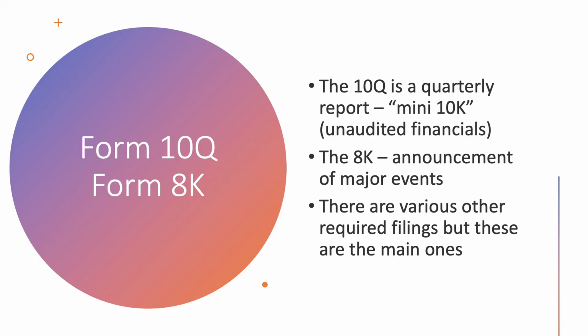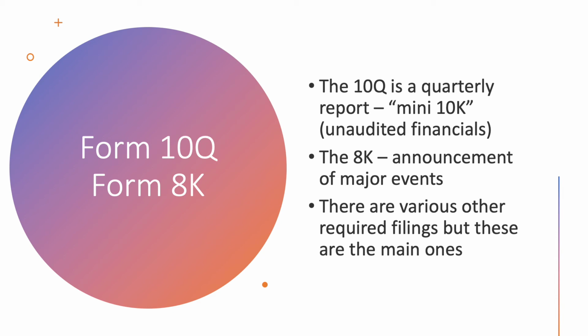So the other forms that we talked about before: the 10Q is essentially a mini 10K. It has unaudited financials, so they are not audited as we discussed previously. They are produced on a quarterly basis. So every 3 months, the company is required to provide this 10Q filing, which talks about the last quarter, the last 3 months of financial performance.